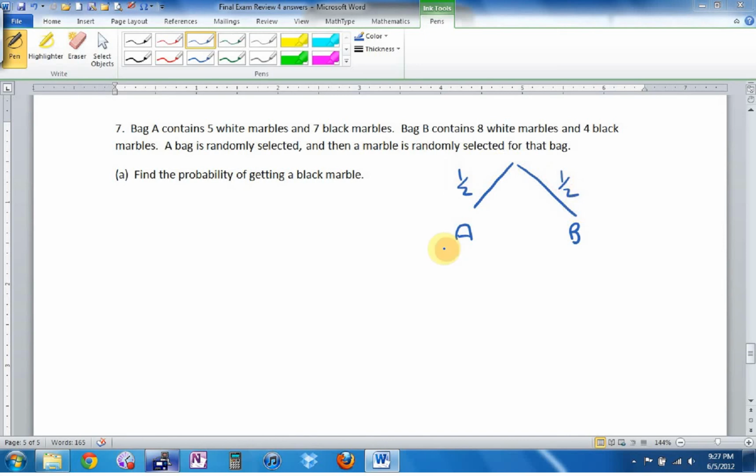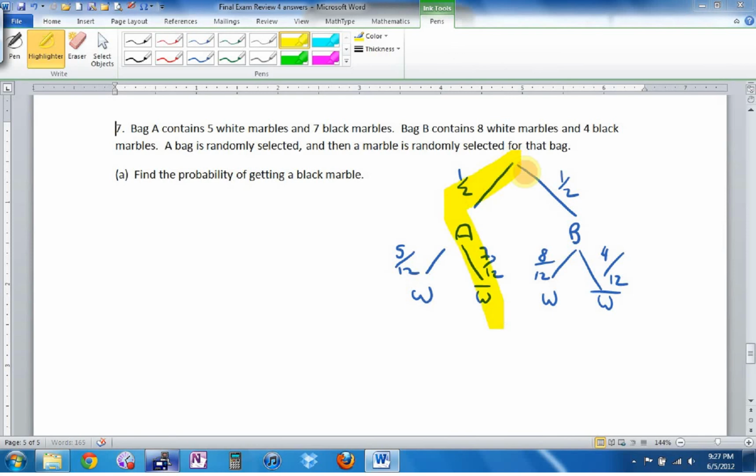Then I can have white. Now I was going to use black, but I already used B there. I'll go with white and not white. How many whites? 5 out of 12. 7 out of 12. How many whites? 8 out of 12. 4 out of 12.